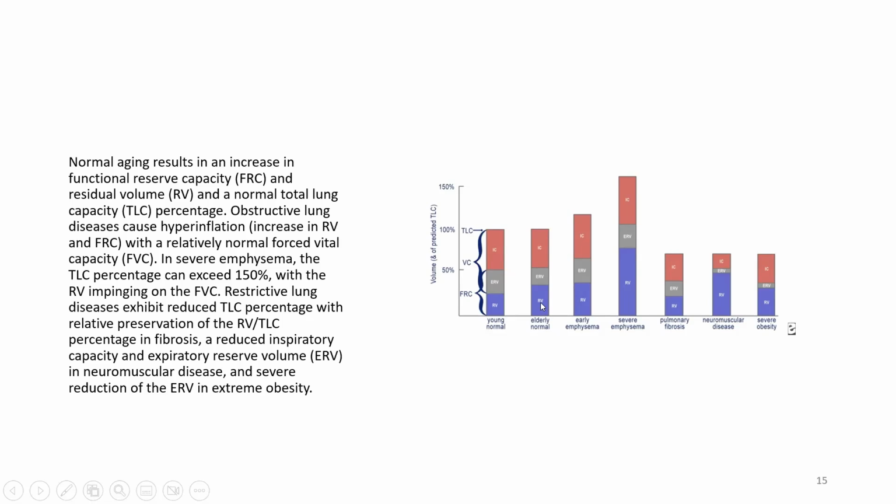In an elderly man, the residual volume increased a little. This is in the geriatric population. This is a normal physiological change. The residual volume increased slightly, but the total lung capacity is preserved.